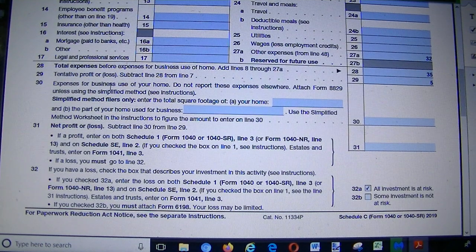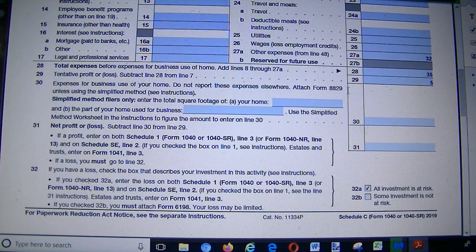But if you claim actual expenses one year, the next year you claim the simplified method, that year you claim the simplified method, you cannot claim depreciation of the house that same year. You will continue the depreciation the year you claim the actual expenses again.